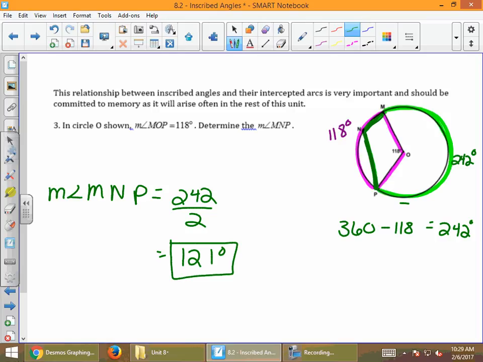And when the angle's missing, look at the arc. If the arc's missing, take the information they gave you to find it. Because once you have the arc, you can figure out what the angle is. Kind of vice versa. The arc's missing, use the angle. Questions over there?